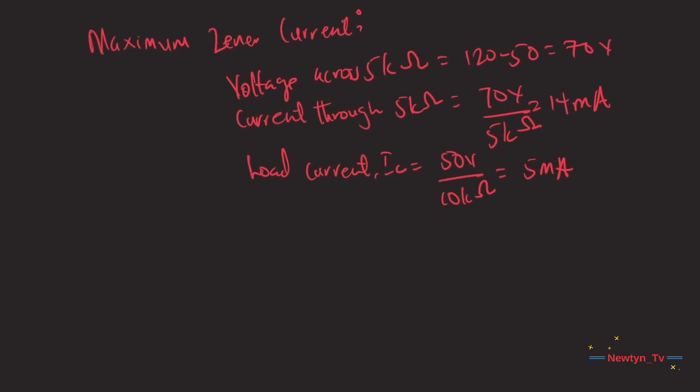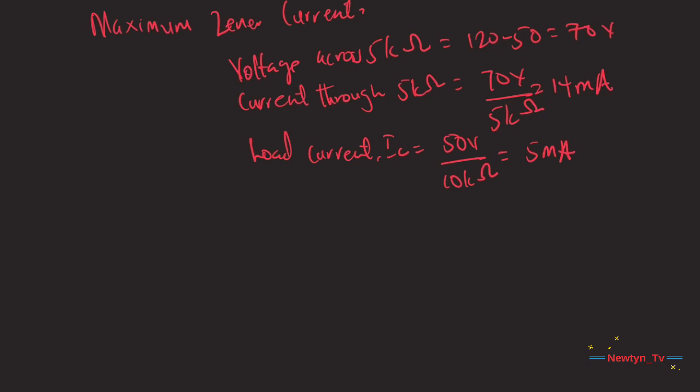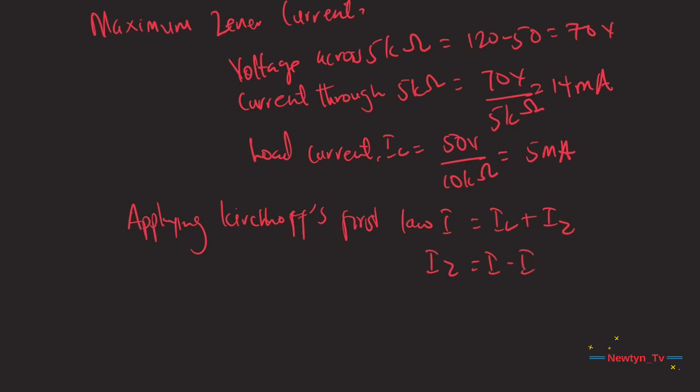Right. So when we are done with this, we have current, we have resistance, we have voltage, right? So we can apply Kirchhoff's first law to find the Zener current. Applying Kirchhoff's first law, I will be equal to IL plus IZ. So IZ will be equal to I minus IL. Then we have IZ equal to 14 minus 5. Then IZ will be equal to 9 milliampere.